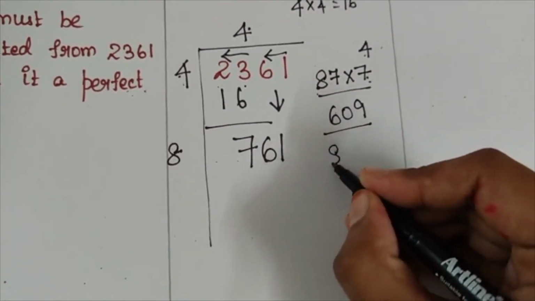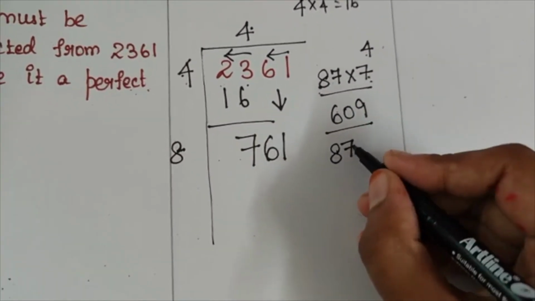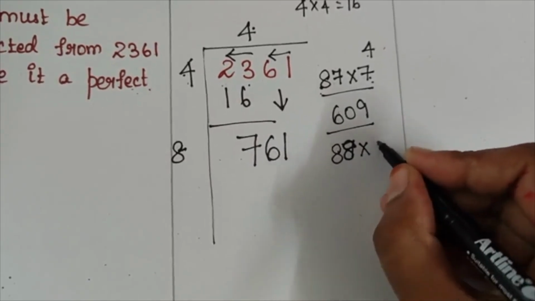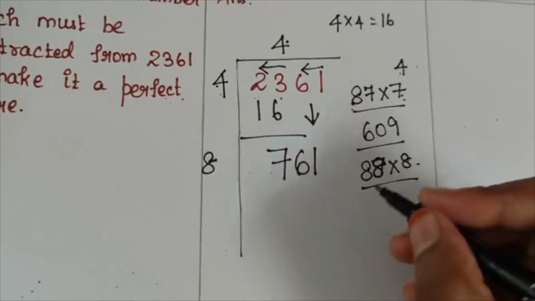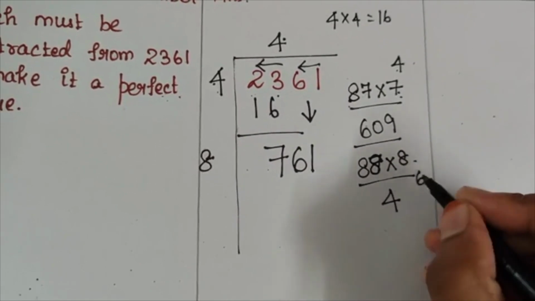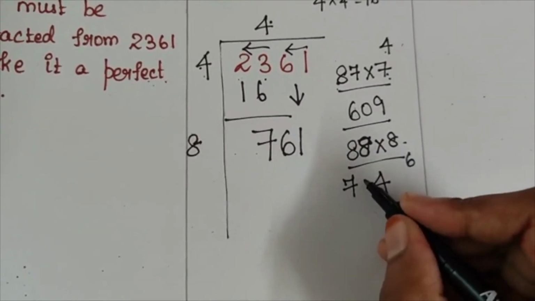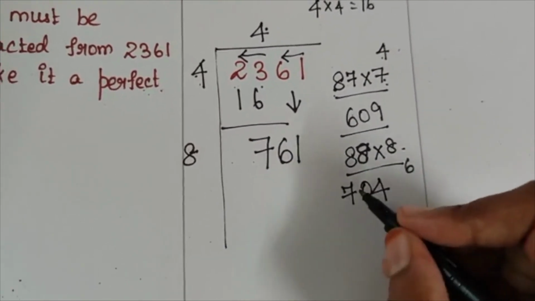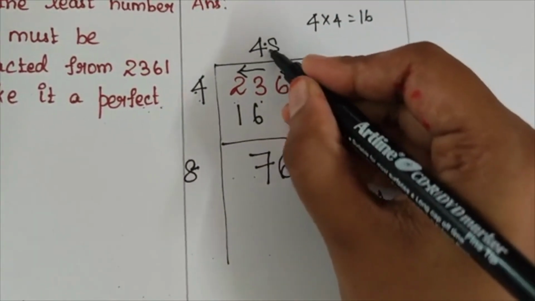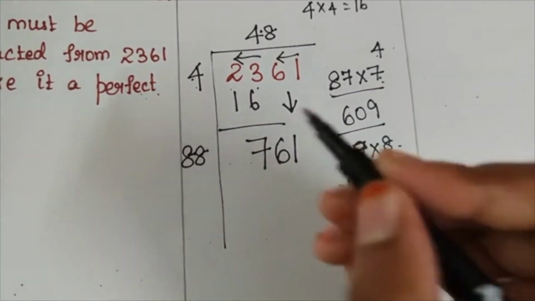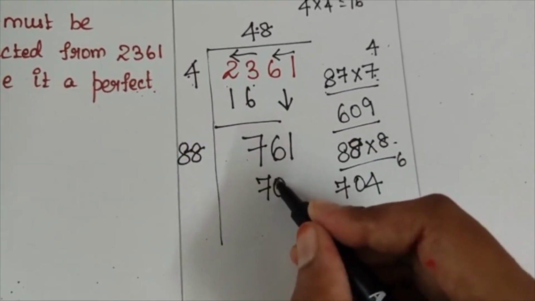So let me check with 8. So 88 into 8. 8 8s are 64, balance 6. 8 8s are 64, balance 6, which is nothing but 704. So which is our acceptable number? So 8 times, here 8 times, 704.